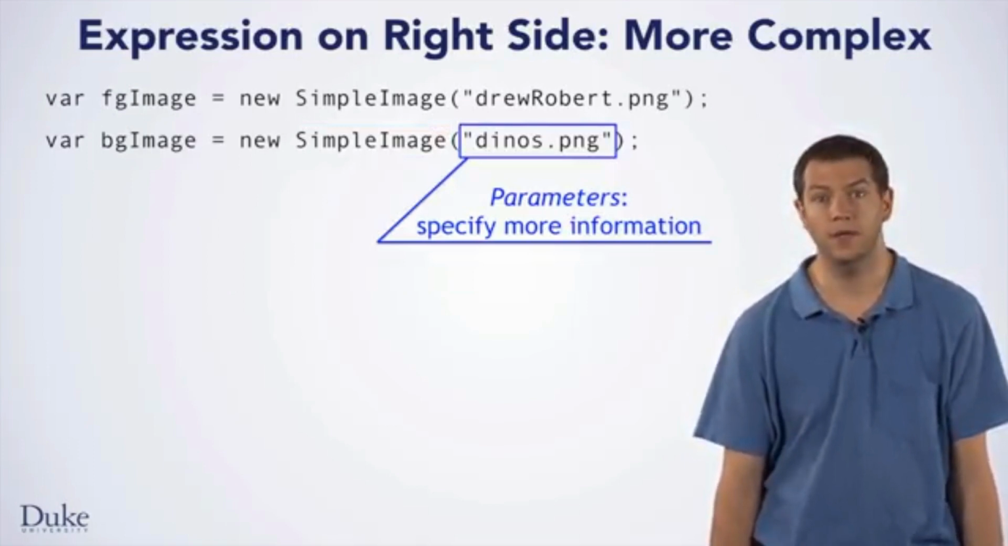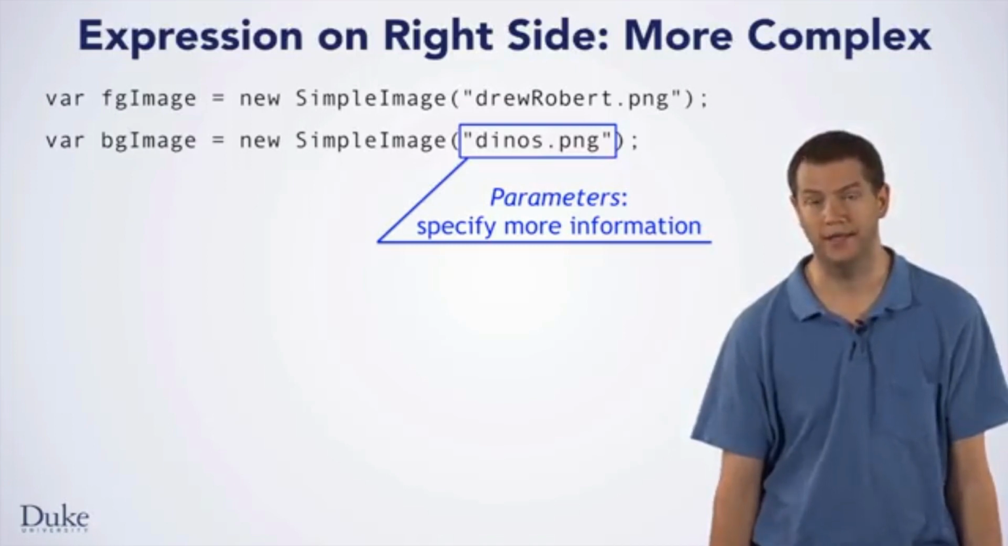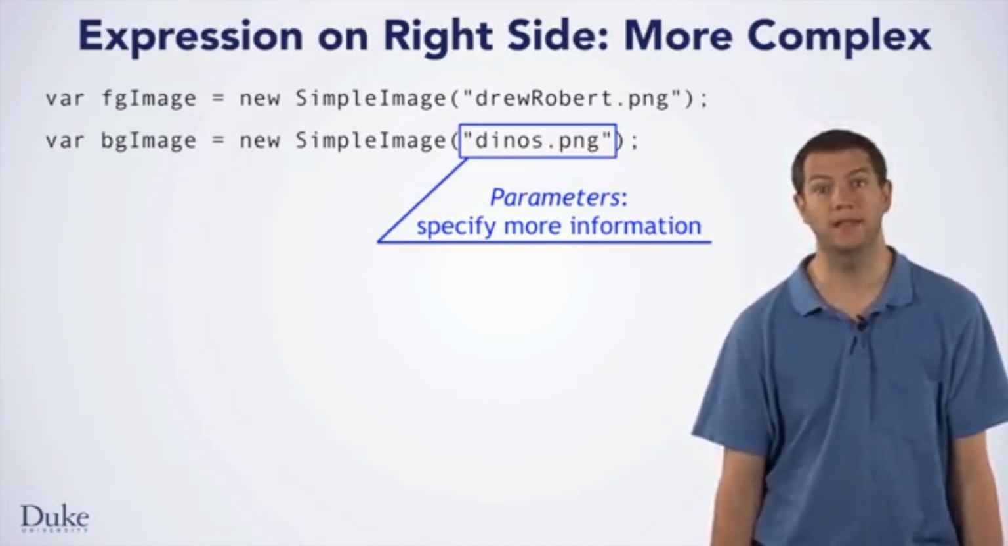Finally, there are parameters in parentheses. These parameters specify more information about how we want the object created. In the case of simple image, we can pass in a string which names the image file that we want it to load. This parameter is what tells the first line to load drewrobert.png and the second line to load dinos.png.